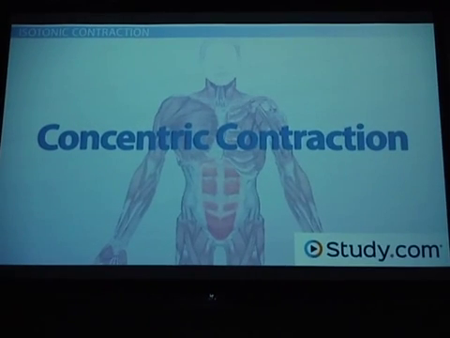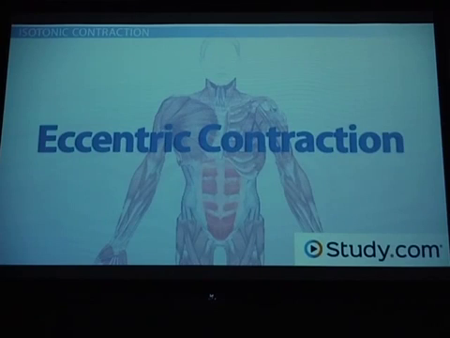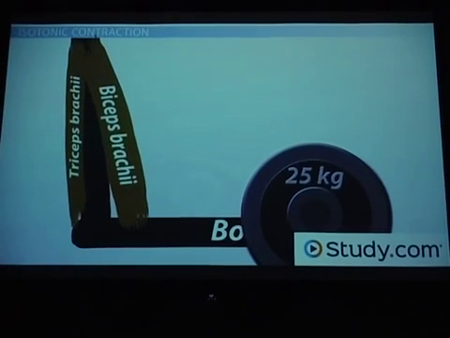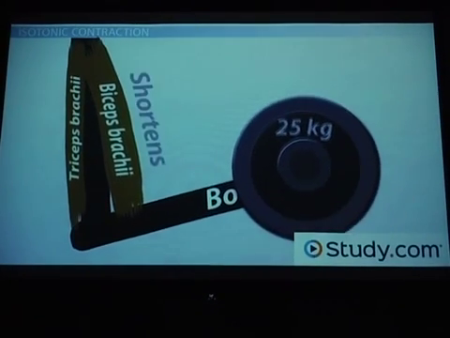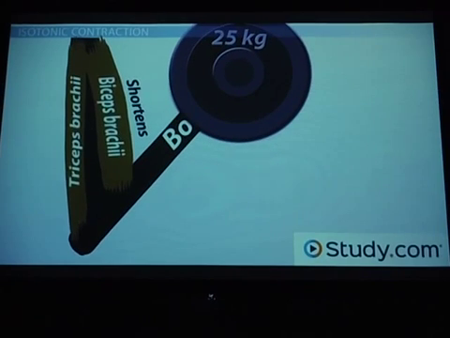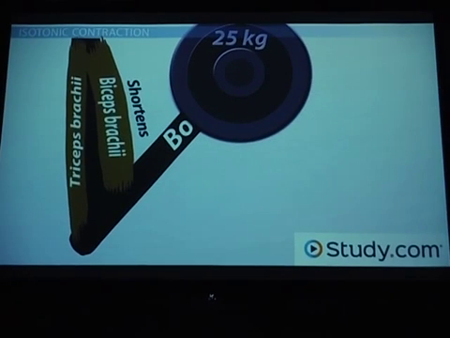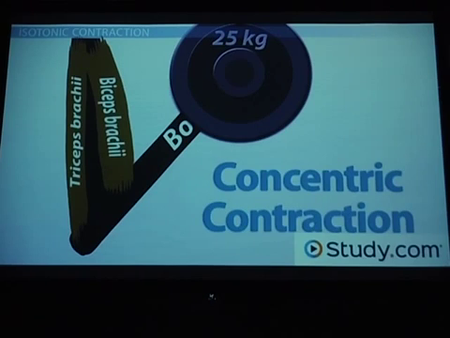Concentric contraction occurs when the muscle shortens, while eccentric contraction occurs when the muscle lengthens. Well, let me explain. Let's re-examine our weightlifter. The muscle shortens when the arm flexes at the elbow in the act of curling. Therefore, this is a concentric contraction.